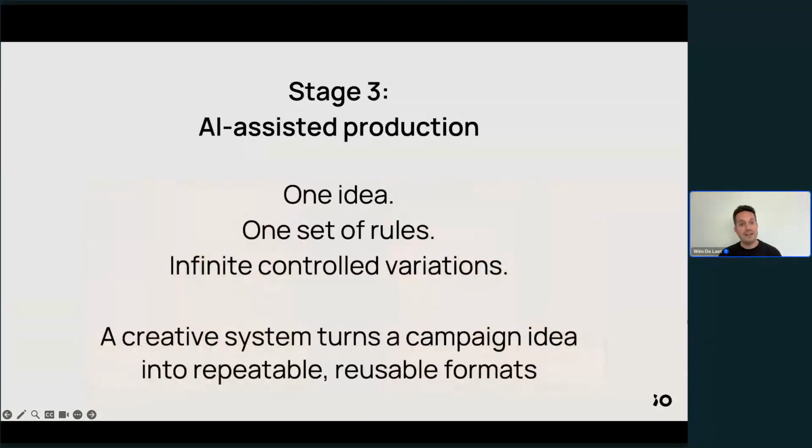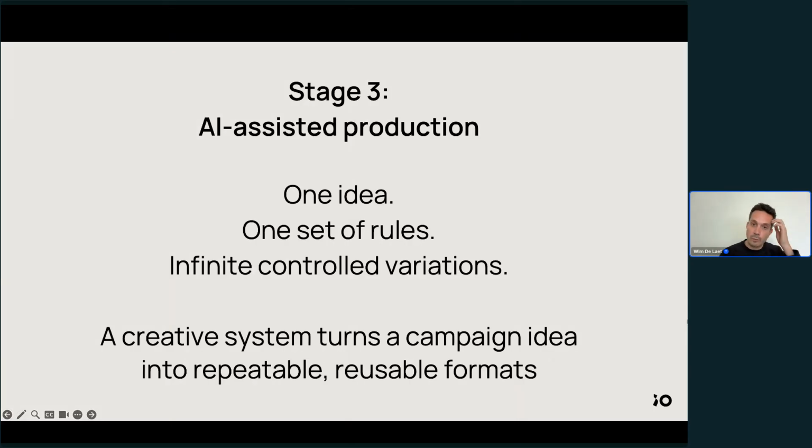Stage 3, and that's when we start moving into the AI assistant production part. This is where you have one idea, one set of rules, and you can start generating infinite controlled variation. So this is a creative system built on your solid brief, built with proper guardrails, which turns a single campaign into repeatable, reusable formats. So you don't need to start from zero for every adaptation. You build the system once, and then you can use it and reuse it as you go along.